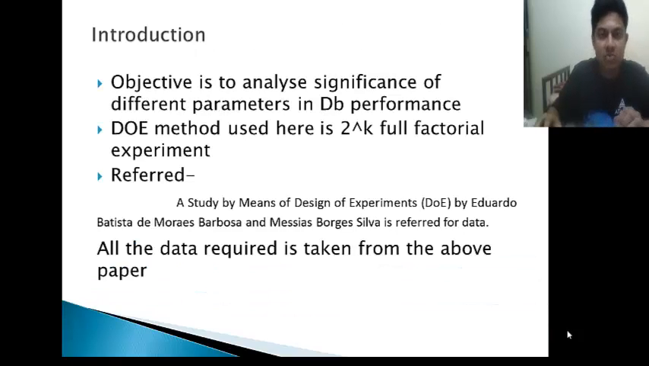The objective of this study is to find out the significance of different parameters in database performance. In doing this, we use the design of experiment method, in which we use 2^k factorial experiments that are full factorial, not fractional. For this, I have referred to a chapter from a book named A Study by Means of Design of Experiment by Eduardo Batista de Moraes and Messias Borges Silva. All the parameters, data, and response variables are according to a case study given in this chapter.